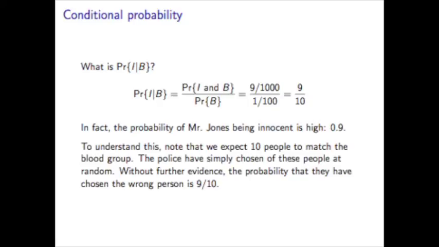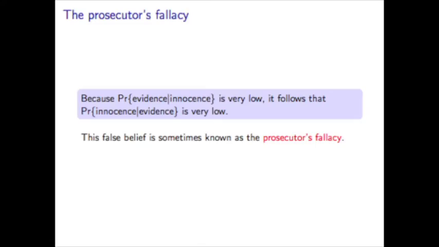What has really happened here is that there are 10 people on the island who matched the blood group, and effectively the police have just chosen one of those 10 at random. Now 9 out of those 10 people are innocent, so with probability 9 over 10, the police have chosen the wrong person.